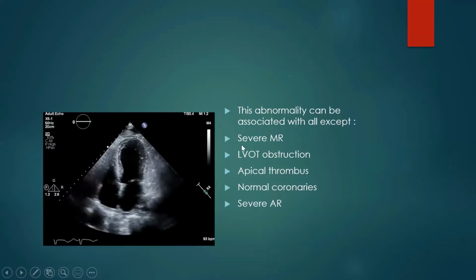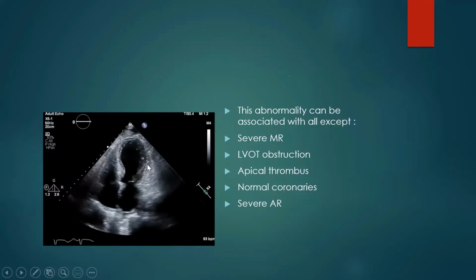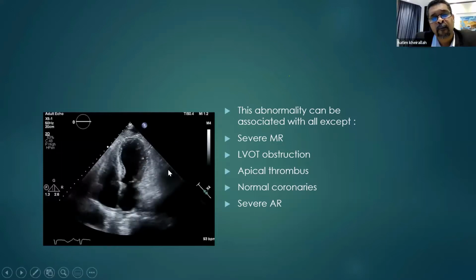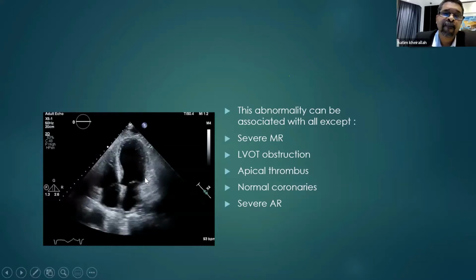MR is a possible association with this morphology. Well, since it is an apical hypokinesia more than the base, the MR is not really that much of a possibility, I think, if I'm not mistaken. It may affect the annulus. Good, it might affect the annulus. Yeah, I agree with you.